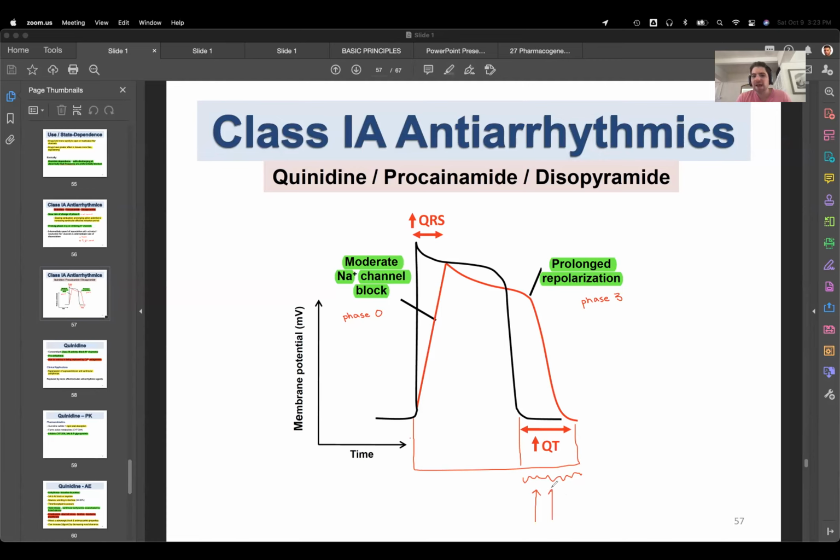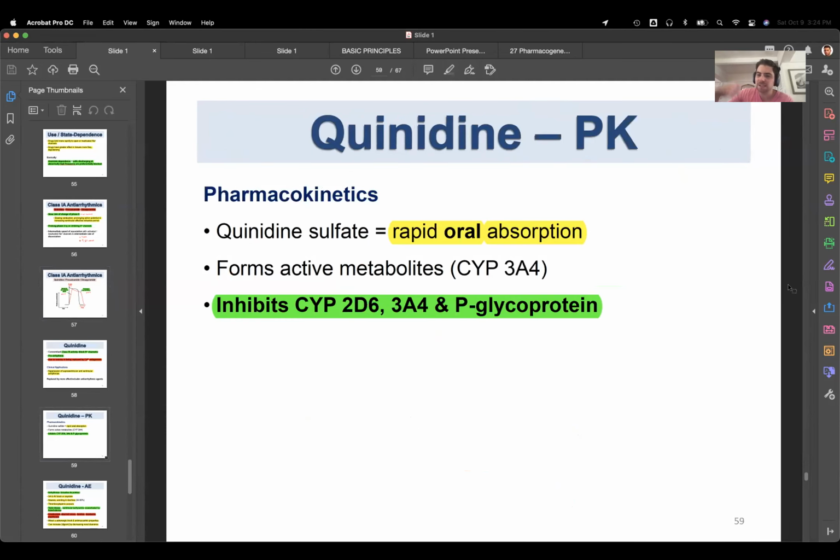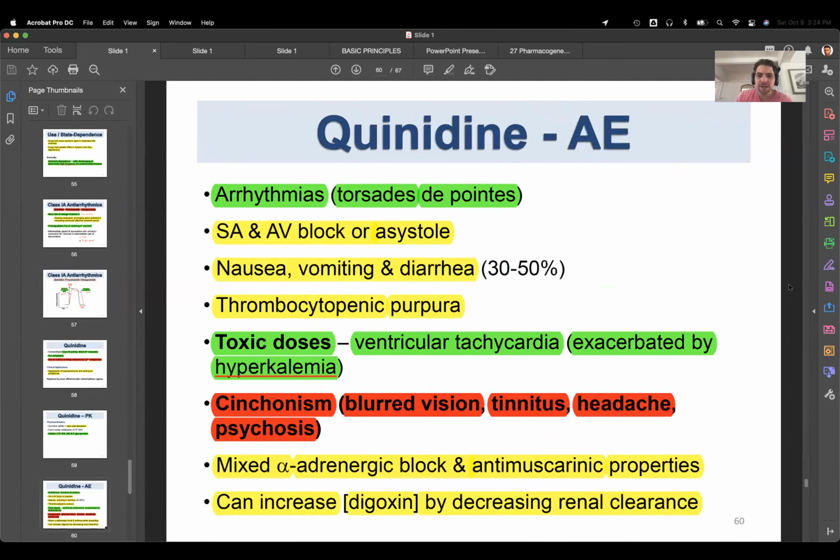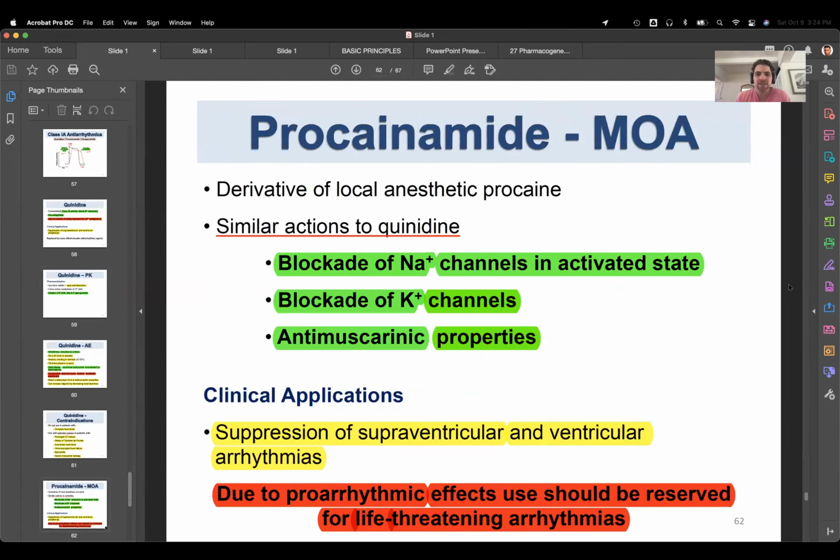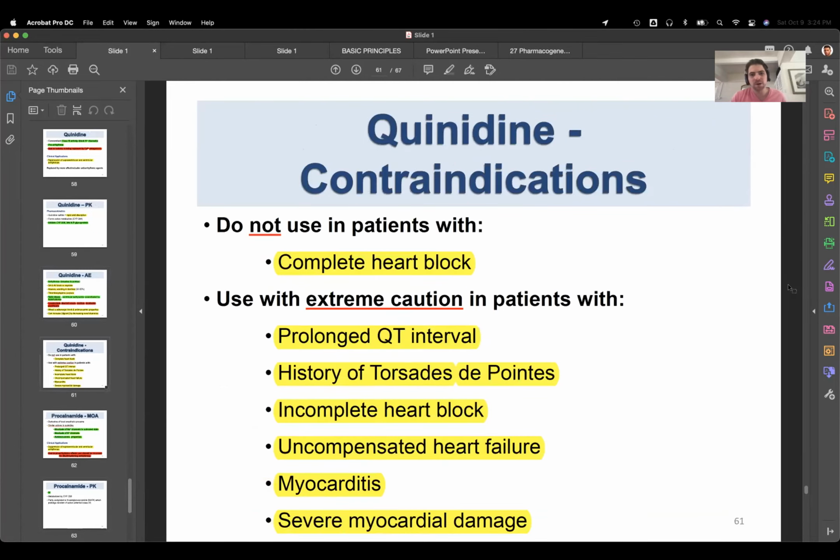You can get abnormal polarizations here. And the problem is the longer you prolong that QT, the more opportunity there is for an aberrant impulse to go through. So just keep in mind, anytime you prolong that QT, you can be at risk for getting torsades de pointes, which means it starts firing straight through. It's big for the class 3 drugs, but it can happen in these as well.